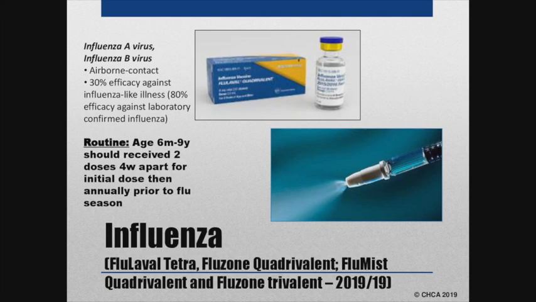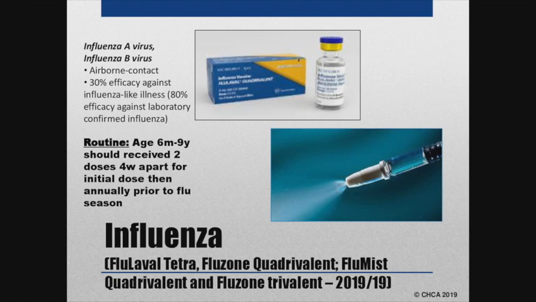Influenza, of course, there have been many different types of influenza vaccines developed. The most recent ones are Flulaval Tetra, Fluzone Quadrivalent, and FluMist, which is provided intranasally and is a live vaccine. These have been provided as either quadrivalent or trivalent. More recently, Flulaval Tetra, which is a quadrivalent, has been provided to both children and adults. And then there's Fluzone High-Dose, which is provided to the elderly over 65 years of age.